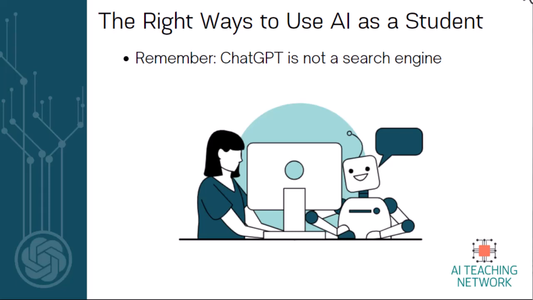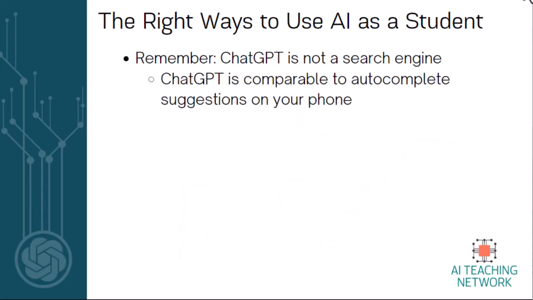First thing that you need to keep in mind is that ChatGPT is not the same thing as a search engine. This is not typing something into Google to search for your answer. It is more comparable to the autocomplete suggestions on your phone. When you're typing and it's predicting the next word that you want to use, that's kind of what ChatGPT is doing when it generates answers.